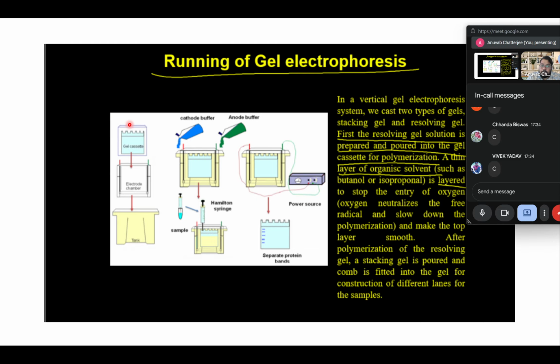And so this is what it looks like. It is a vertical system. You have the gel cassette, you put it into the electrodes, and then you fill the entire thing with buffer. You add your electricity, and then the proteins move down the gel. And then you have separation of the protein bands.